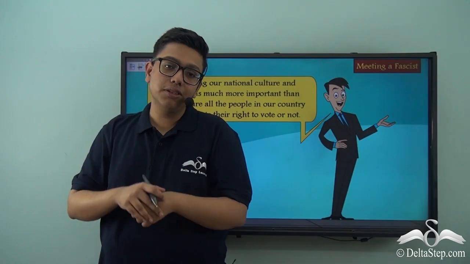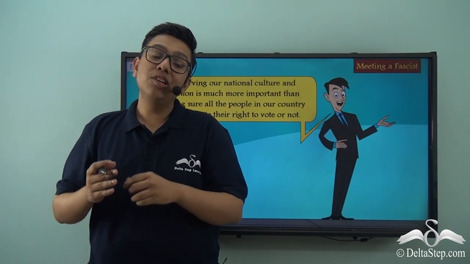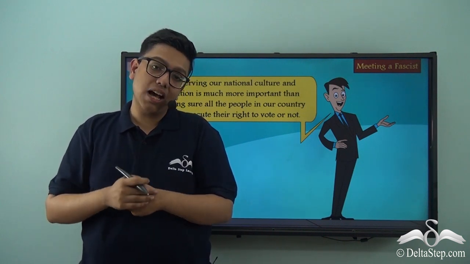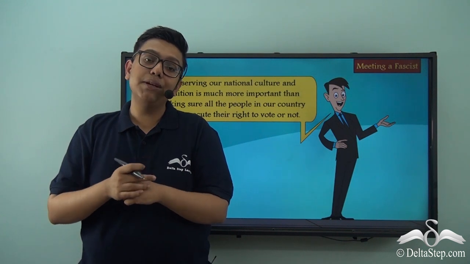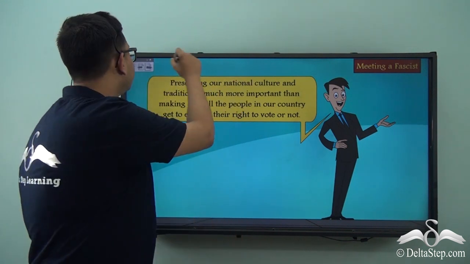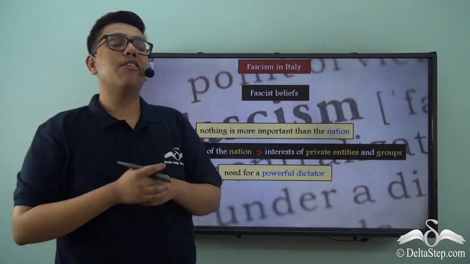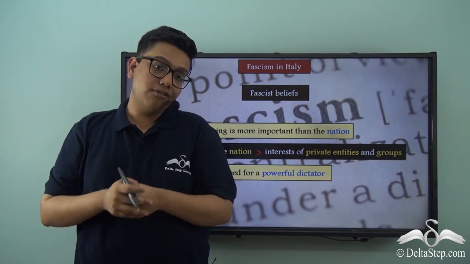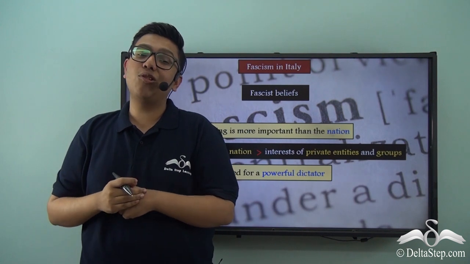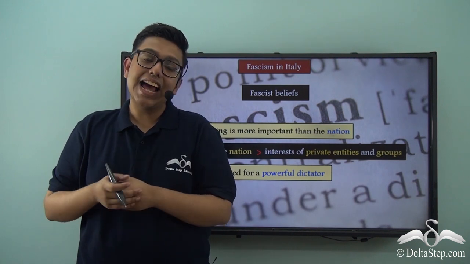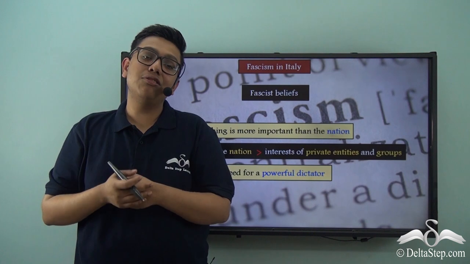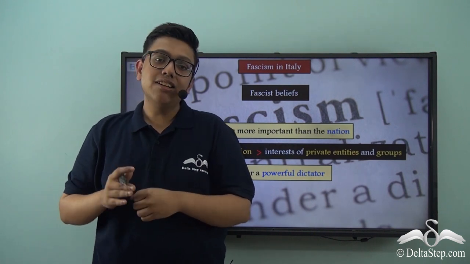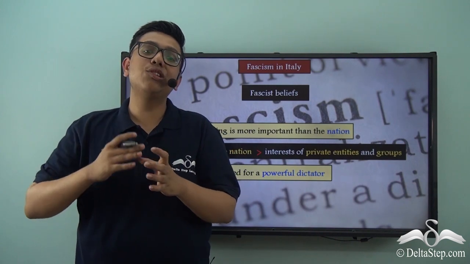So we can see that this person happens to subscribe to right-wing or conservative thoughts of politics, which also happens to be the ideological base for fascism. So thus we saw the definition of fascism. We saw the various ways in which we can define fascism. And then we also got a chance to meet a fascist and see what he would say in situations when he's provoked or asked questions about his state.